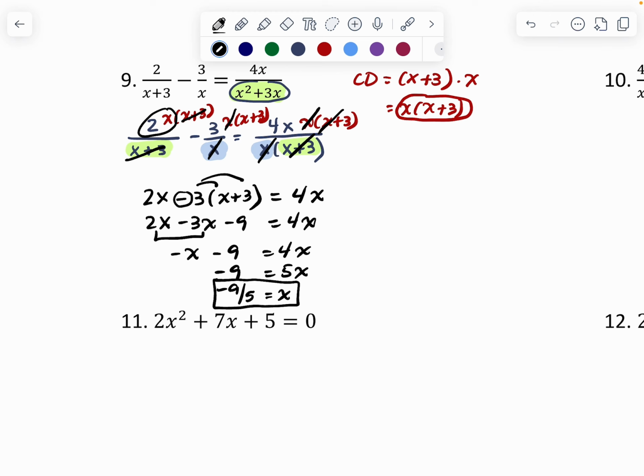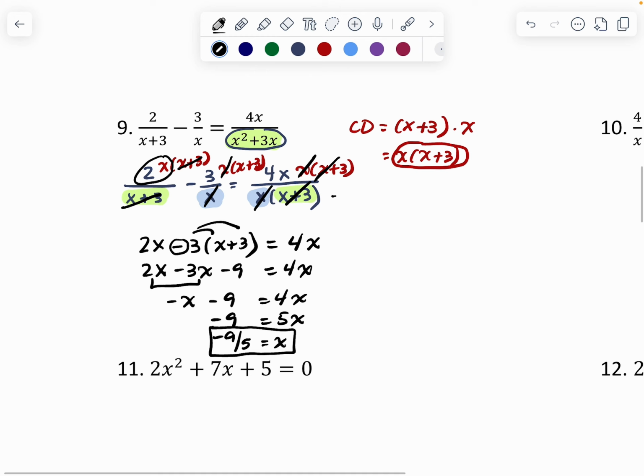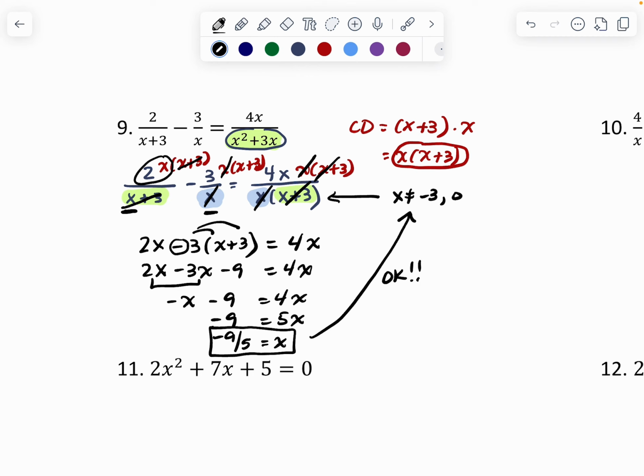And you guys notice, just based off of this, after I factored everything, my excluded values are that x cannot equal negative 3 and 0. Because if they're either negative 3 or 0, your denominators are going to be 0. But that was not one of my answers, so I am good. I am doing great. I'm okay.